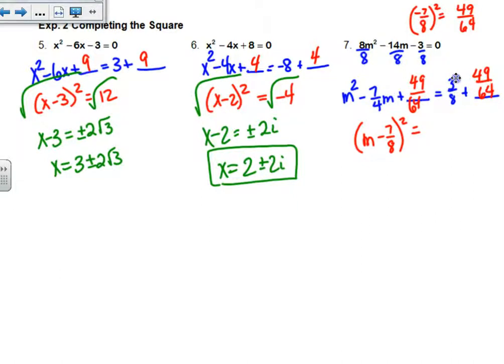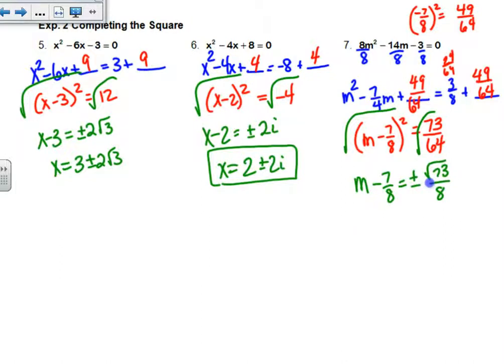So I need a common denominator, so I'd have to multiply numerator and denominator by an 8. So that would be 24 over 64, plus 49 over 64, let's see, that's 73 over 64. I hope I did that right. And then we're going to square root. Sorry if I didn't. I have a feeling I made a mistake, but apologies. So we have the square root of 73. The square root of 64 is an 8, so I'm going to go ahead and simplify that.